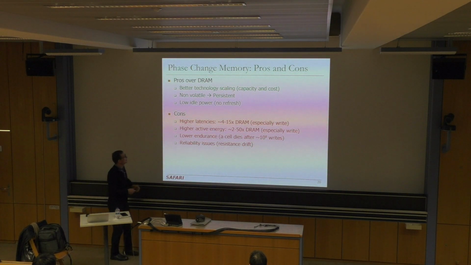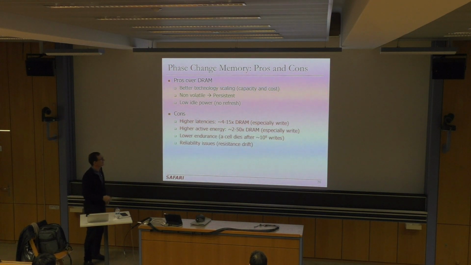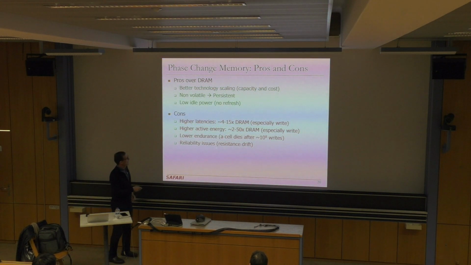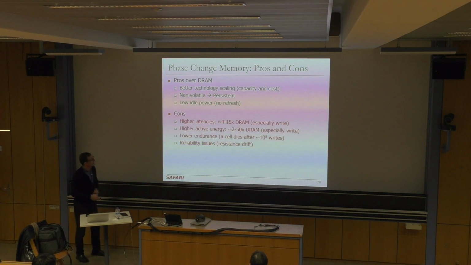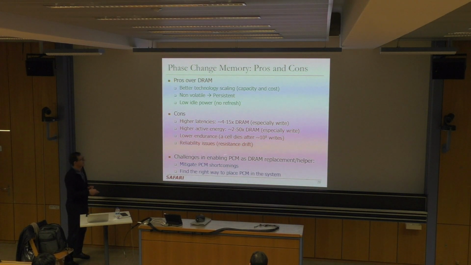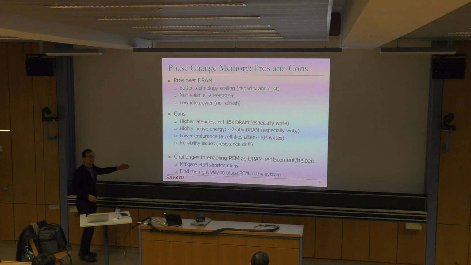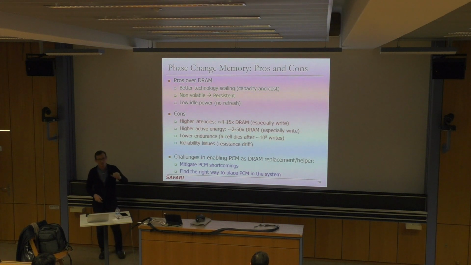Not so good. Read energy, 2x. Not good. Whenever you're reading, you're wasting energy. And write energy is 50x, basically, let's say. So that's also not good. And we already discussed the endurance. And reliability issues we're not going to cover. Essentially, this is challenging. If you want to replace DRAM with phase change memory, you need to somehow mitigate these reds and exploit the greens, of course. And you need to find the right way to place phase change memory in the system.